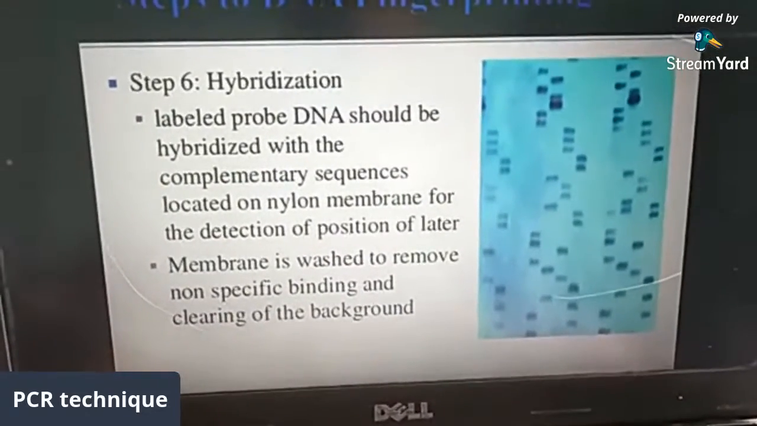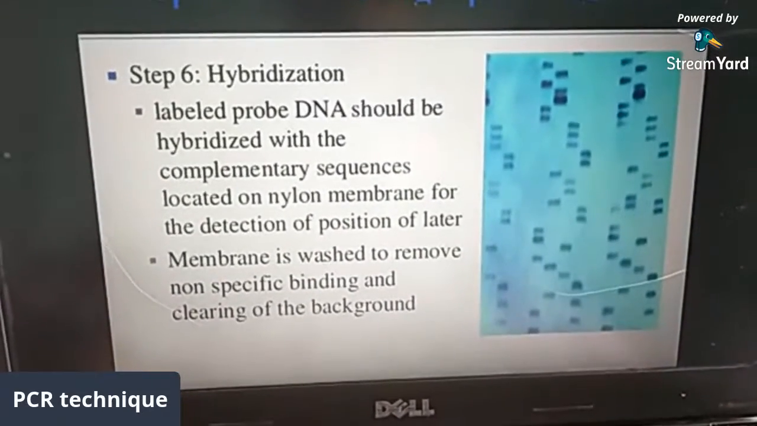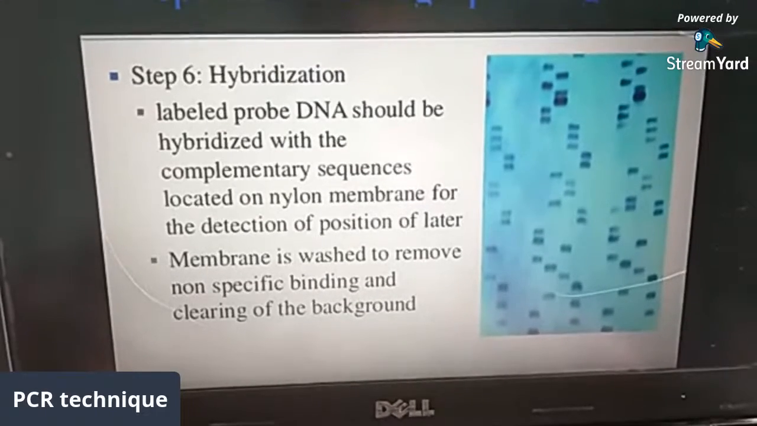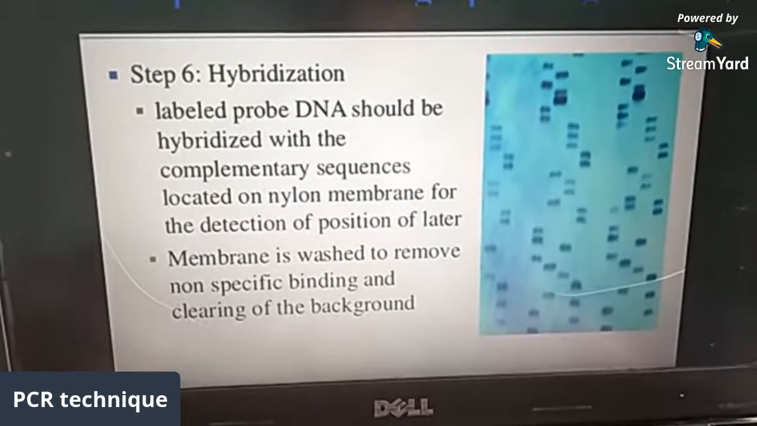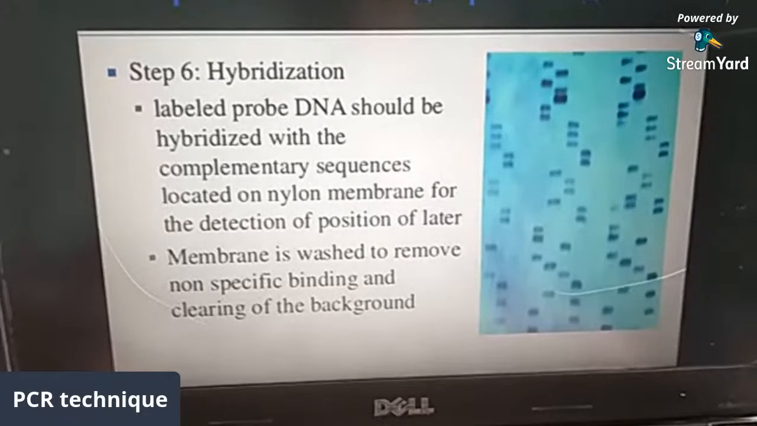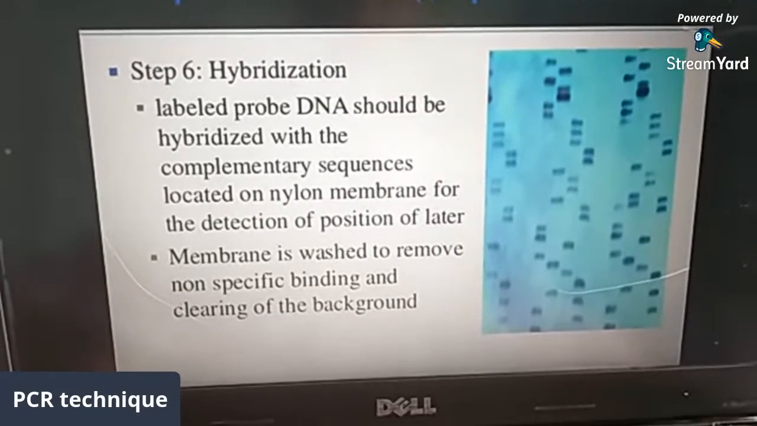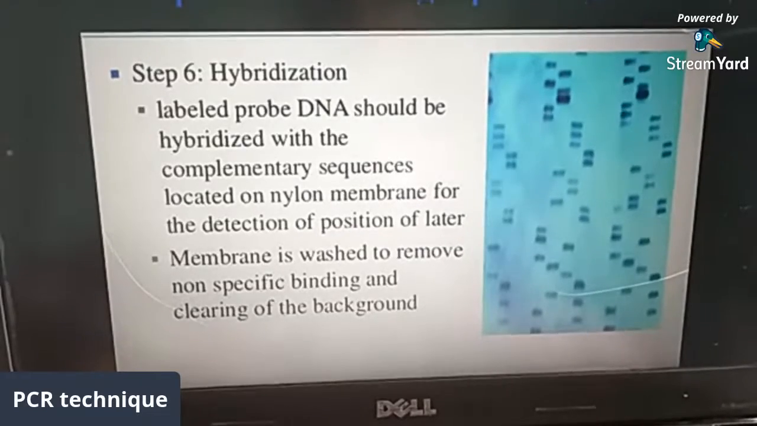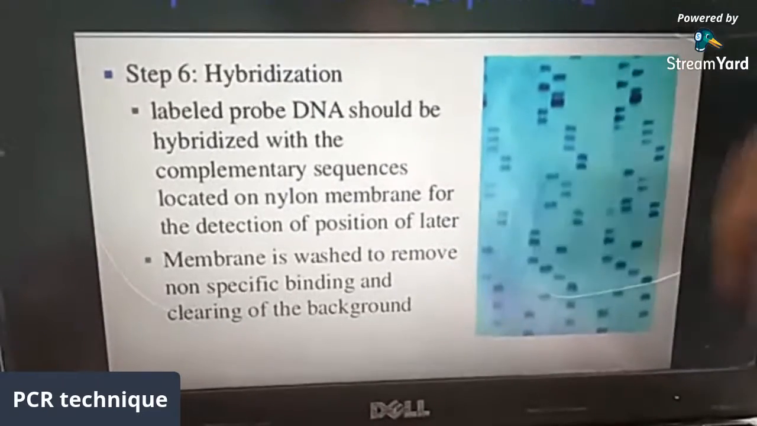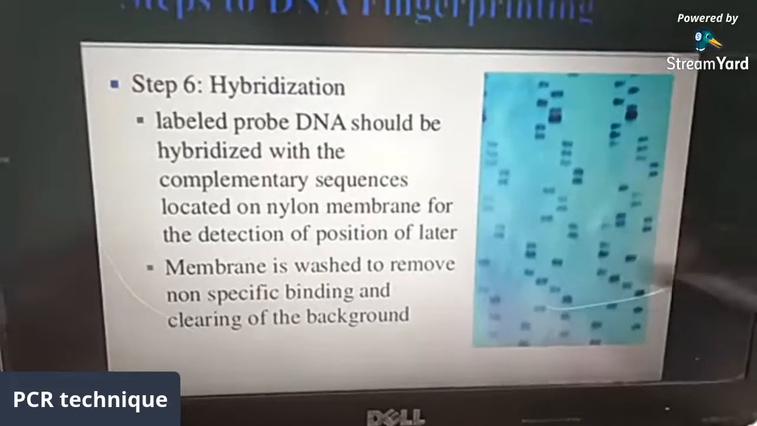Next is hybridization. The labeled probe DNA should be hybridized with the complementary sequences located on the nylon membrane for the detection of their position. The membrane is washed to remove non-specific binding and clear the background. Okay, this is the nylon sheet.